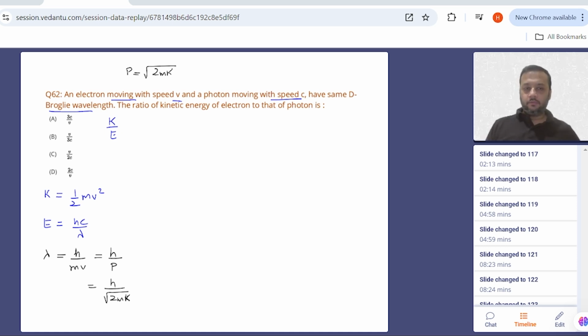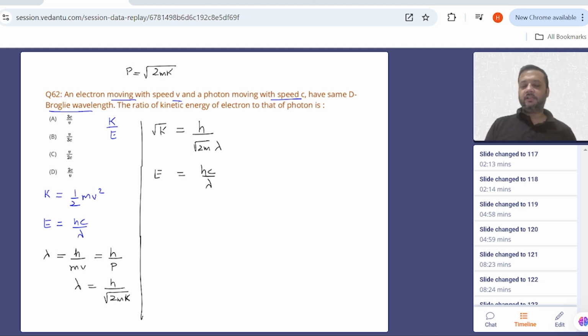Right. Now for the electron, we can find the value of K from here. So root K will be equal to h upon root 2m into lambda. See, I have just brought root K on the LHS and lambda on the RHS. And the energy of the photon was hc by lambda. So K represents the kinetic energy of the electron and E represents the energy of the photon.